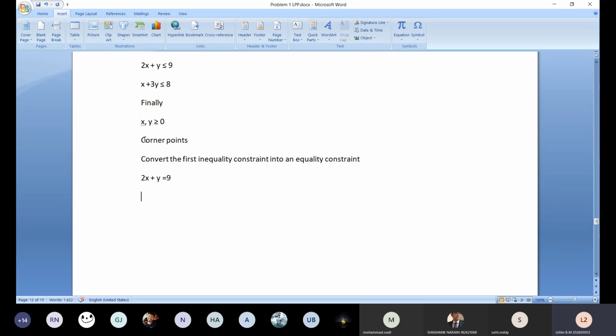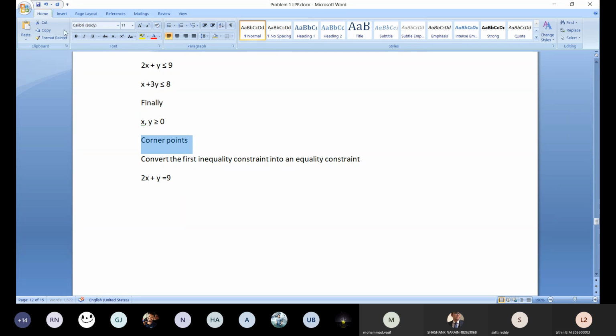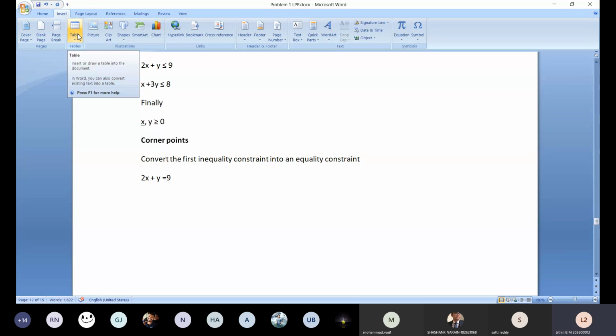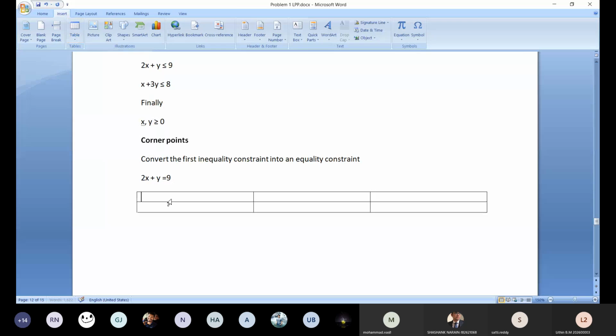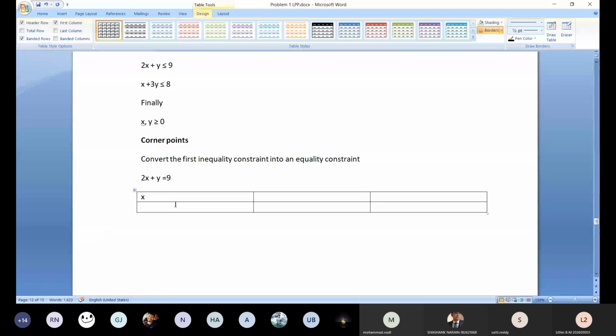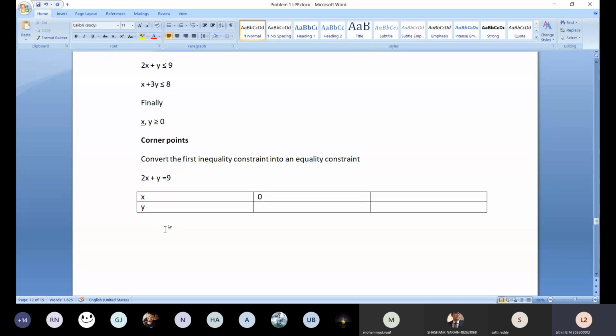So now, corner points, right? Let me get the table to find out the corner points for the first constraint. x, the other one is y. Initially I set x as 0, so I will find out y. We set x equals to 0 and find y. This is the equality constraint.